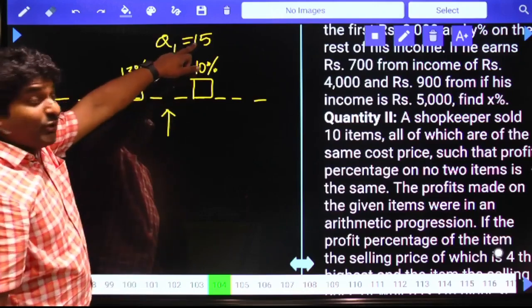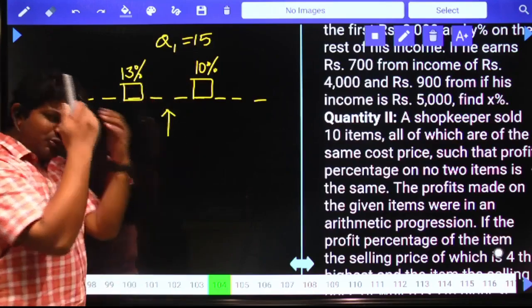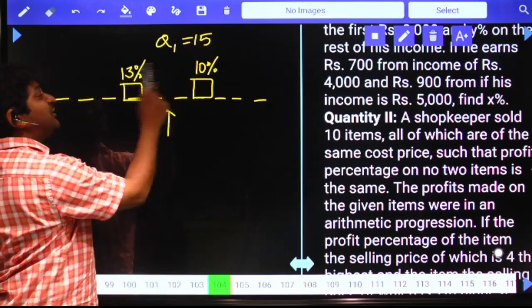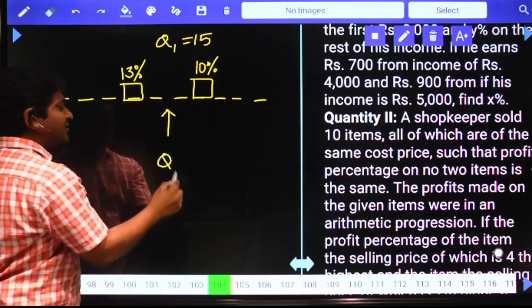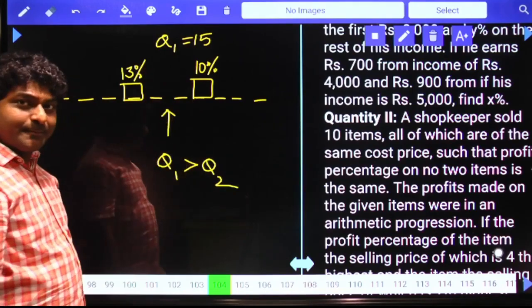You know that already Q1 is equal to 15, and now in Q2 we will get a number, some number I don't want to calculate, some number which is in between 10 and 13. Hence here also without calculating we can answer Q1 is more than Q2.